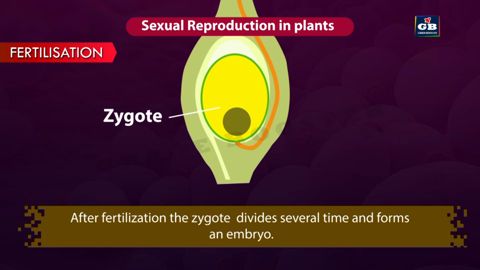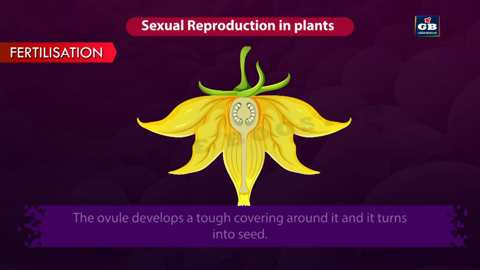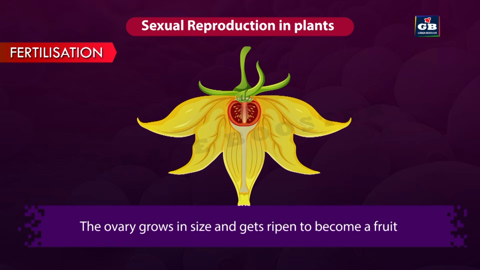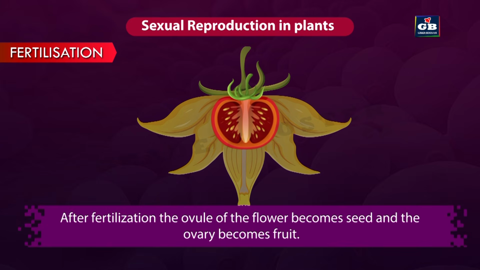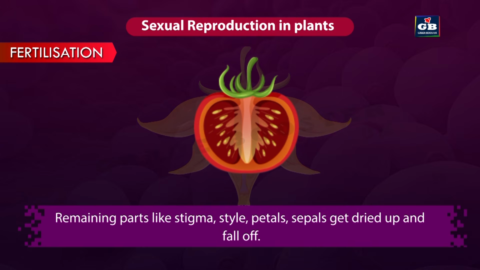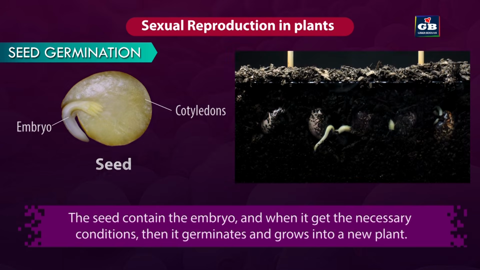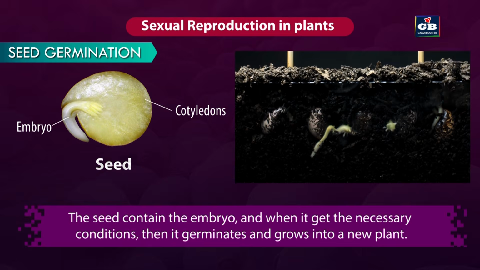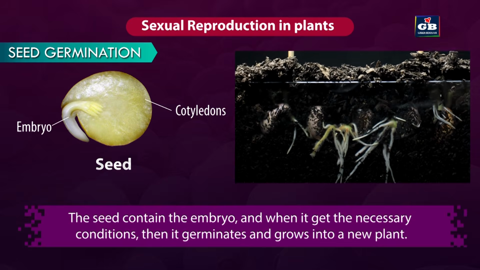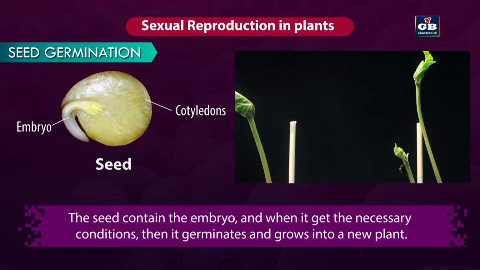After fertilization, the zygote divides several times and forms an embryo. The ovule develops a tough covering around it and it turns into seed. The ovary grows in size and gets ripened to become a fruit. That means after fertilization, the ovule of the flower becomes seed and the ovary becomes fruit. Remaining parts like stigma, style, petals, sepals get dried up and fall off. The seed contains the embryo, and when it gets the necessary conditions, it germinates and grows into a new plant. This is about sexual reproduction in plants.